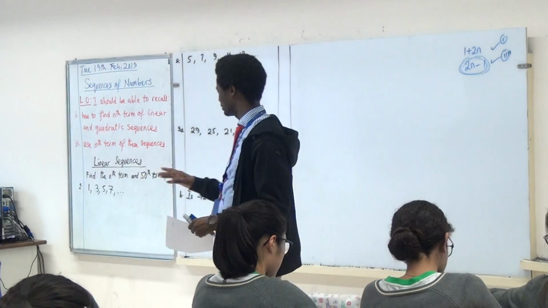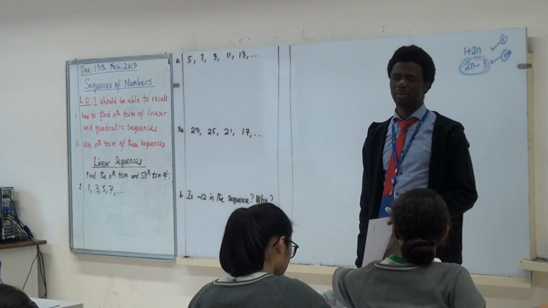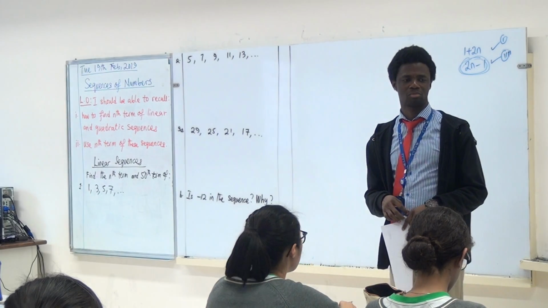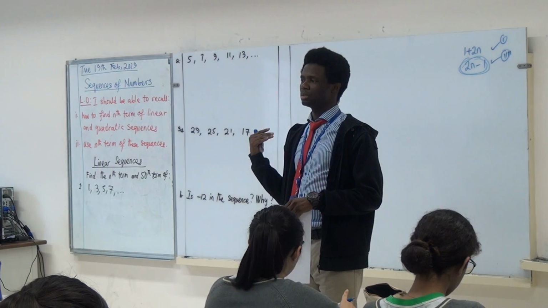I'd like to explain something. Why do we call these linear sequences? Does anybody remember? What is linear? It's a line. A line. Okay. What are the things that come to your mind when you hear the word linear?